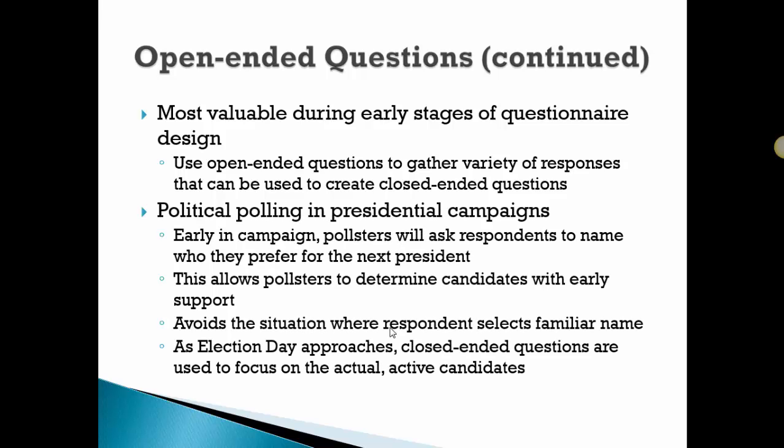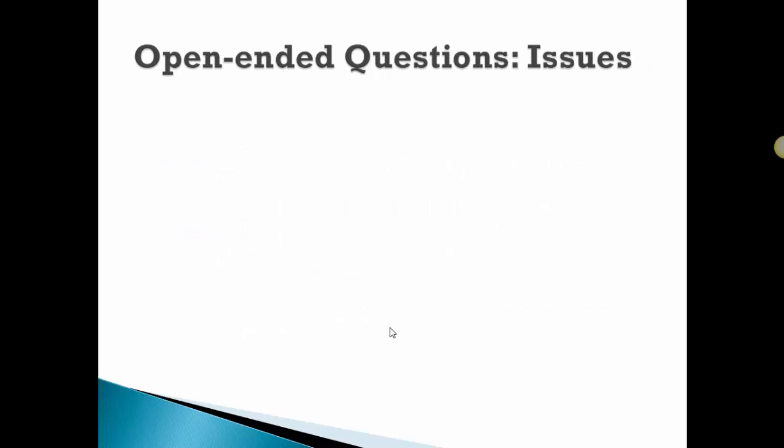Early in the campaign, pollsters will ask respondents to name who they prefer, or maybe ask them to give their top three. This will allow the pollster to determine candidates with early support and avoid the situation where respondents select a familiar name. So you have them type in the names, not just pick from a list. As we get closer to Election Day, obviously we use close-ended questions.